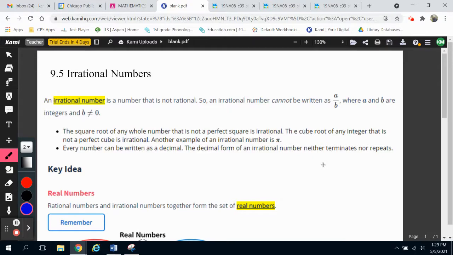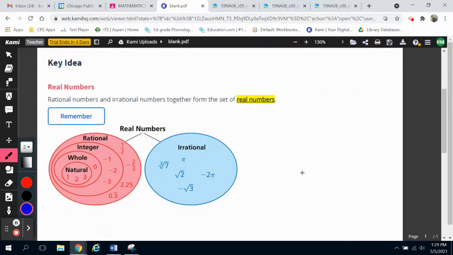do not repeat. So if we look down here, we have a little diagram of real numbers. Real numbers make up both rational and irrational numbers. On the left, we have different types of rational numbers. And then here on the right in blue, we have irrational numbers. So here are some different examples.